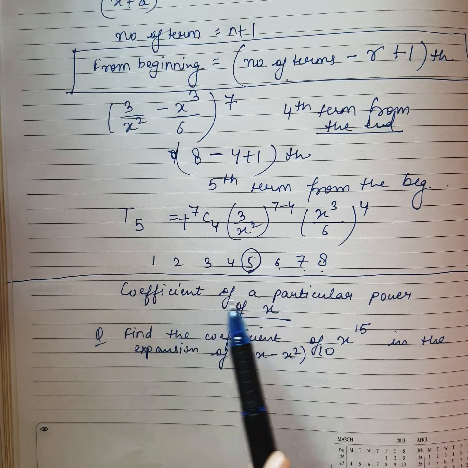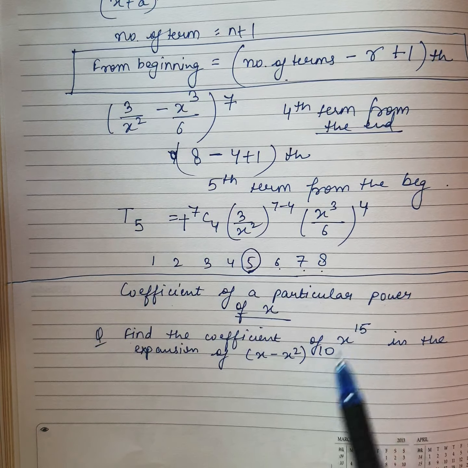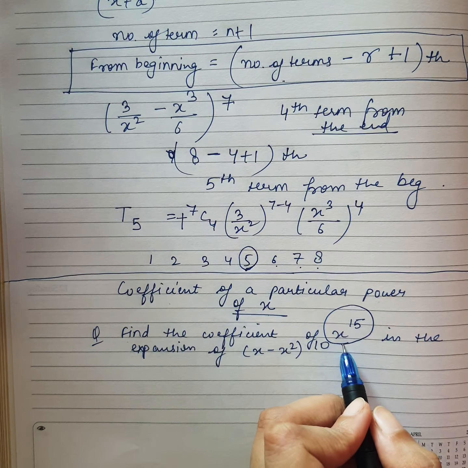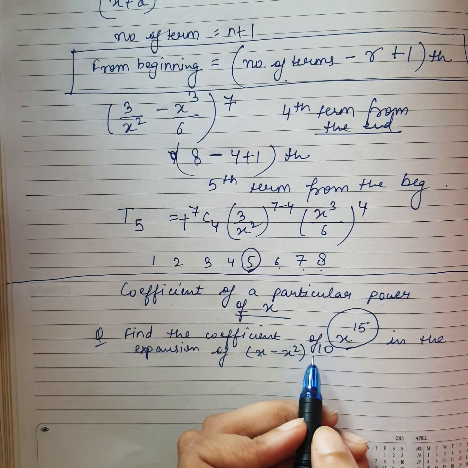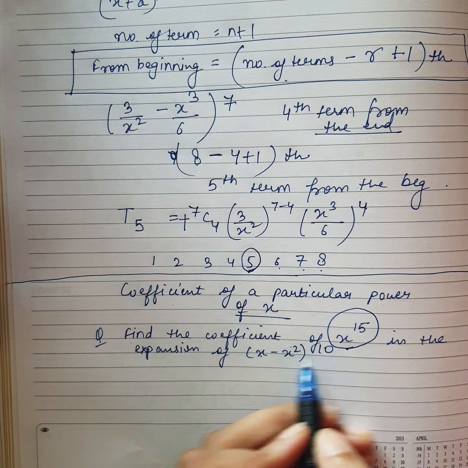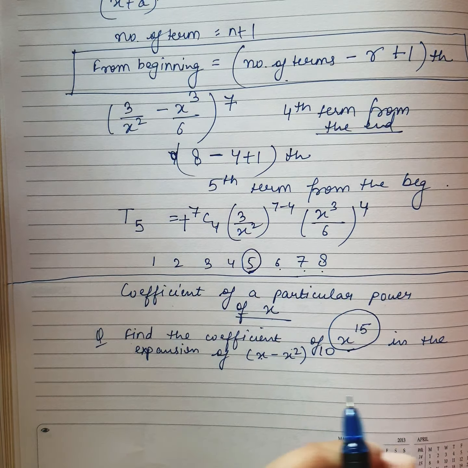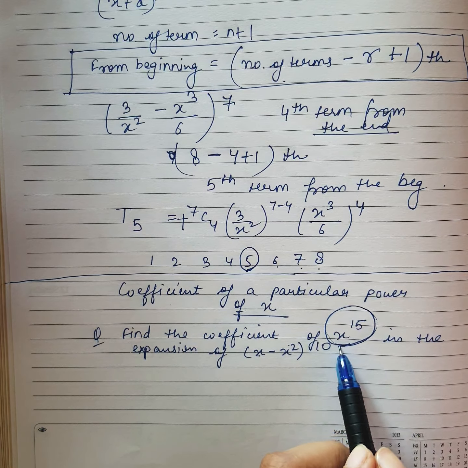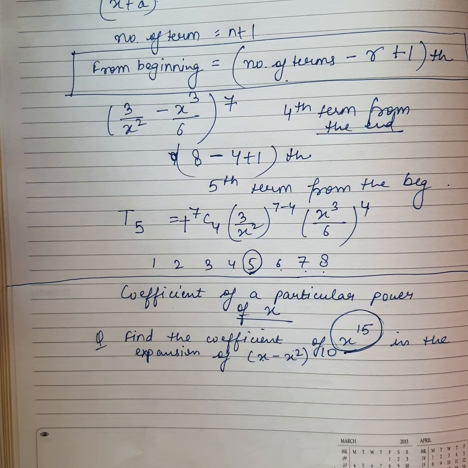Now the next topic is coefficient of a particular power of x. For example, find the coefficient of x^15. We need to find this term and then write its coefficient with its sign in this expansion, (x − x²) whole power 10. Now there is one long way. There are 11 terms in total. So one way is to write all 11 terms, pick up all those terms of x^15, and then add up or subtract all the coefficients. Then another smart way we are going to work out right now.